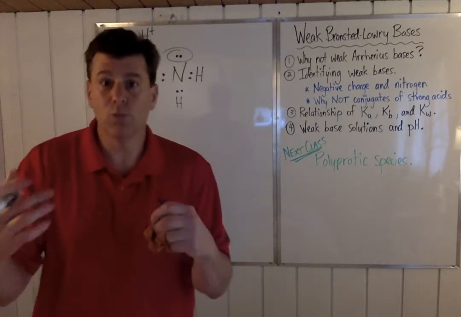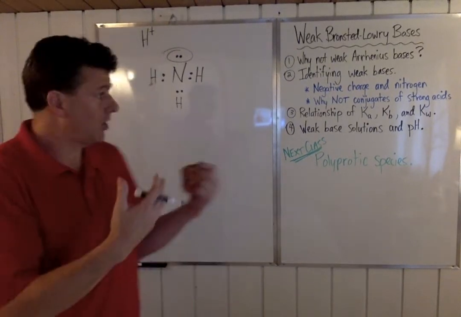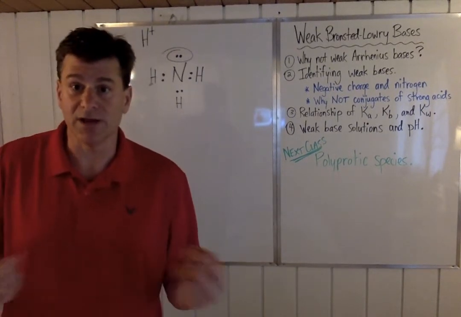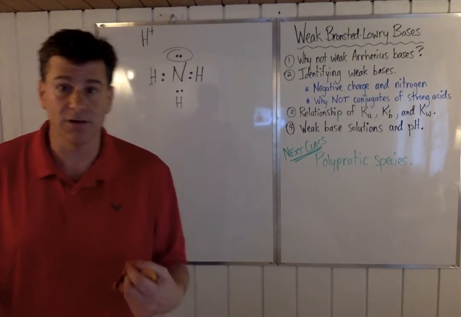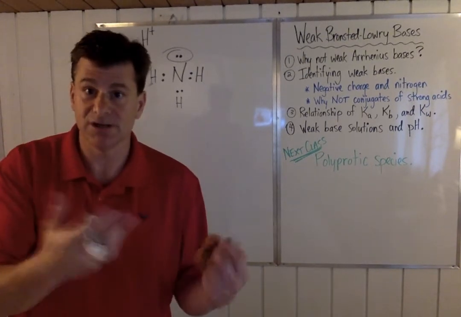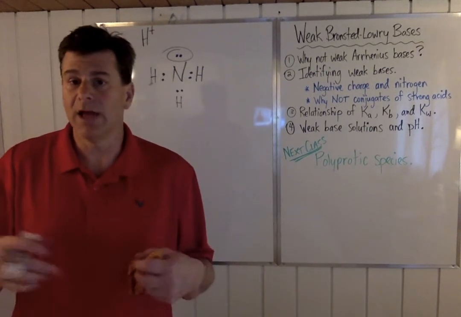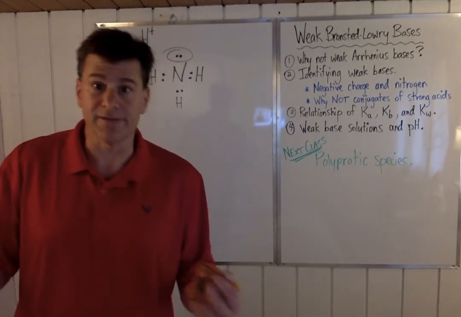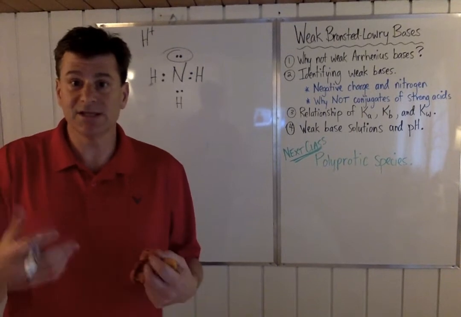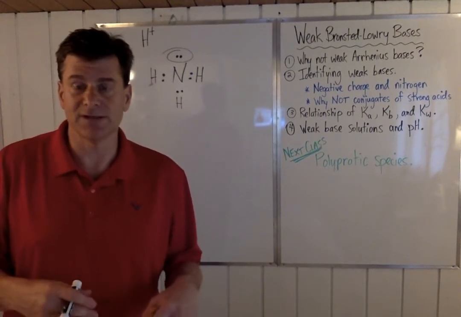So if this compound, nitrogen, or NH3, ammonia, bumped into a water molecule, the water could donate an H to that lone pair of electrons and make NH4. And any other acid, any other thing that could donate an H, will easily put one on top of this nitrogen with its lone pair of electrons.